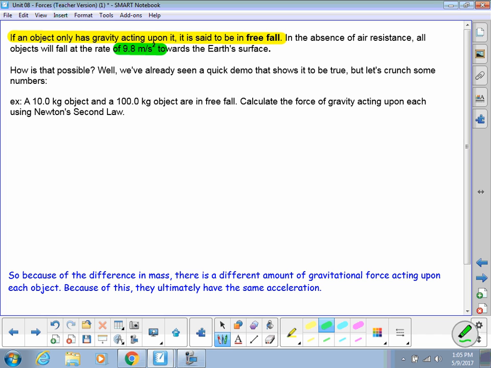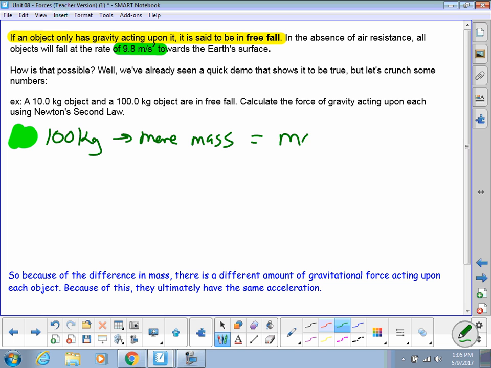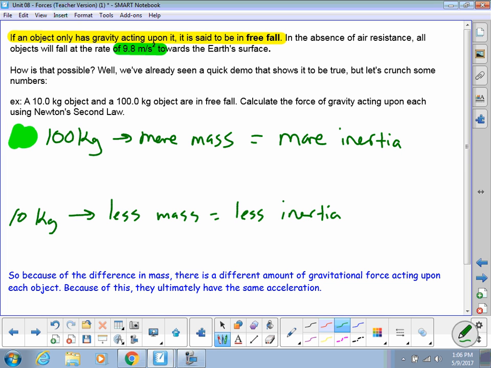The heavier object, such as the 100-kilogram object, means more mass equals more inertia. And then you have the 10-kilogram mass, which means less mass equals less inertia.